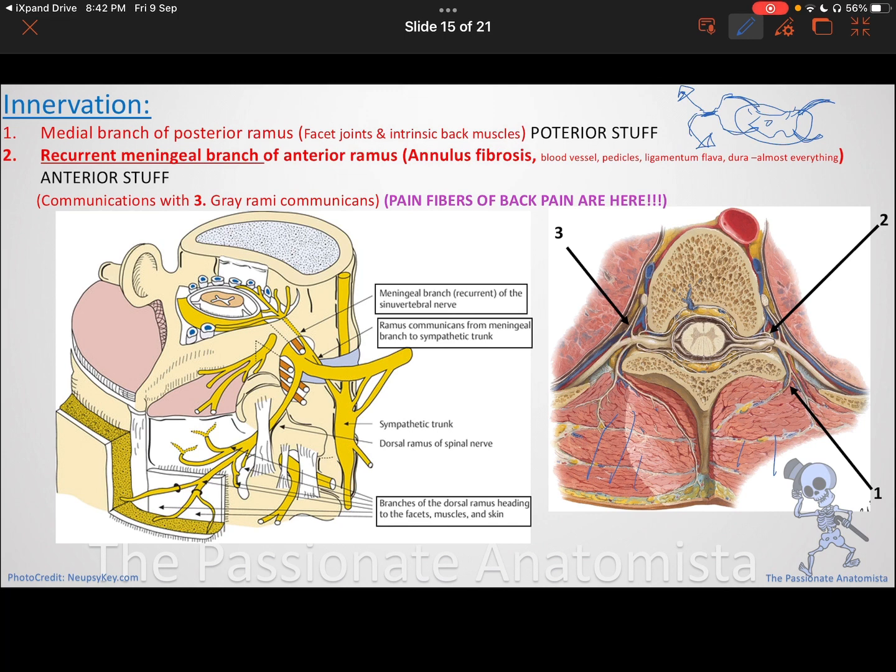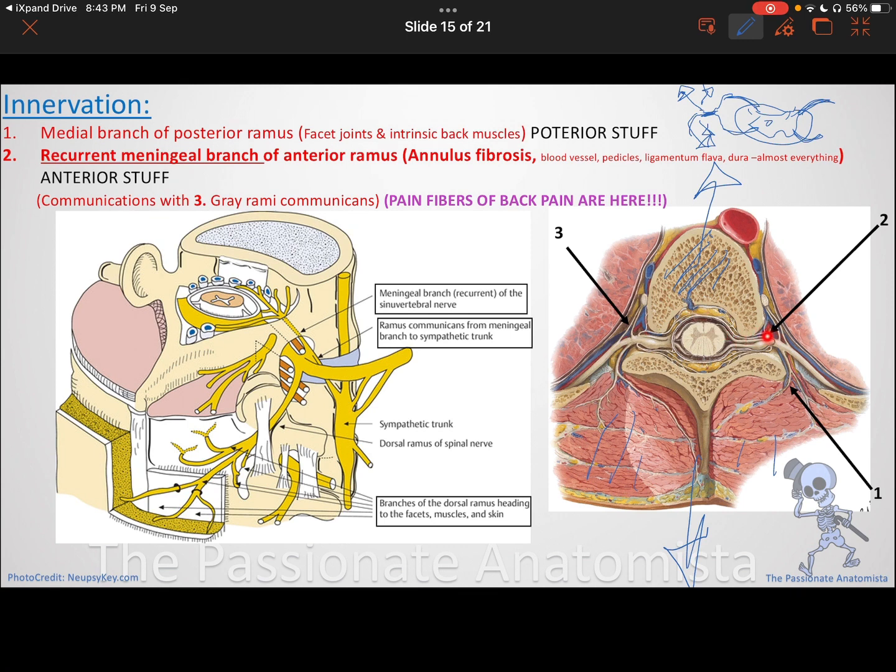Why am I mentioning this here? Because I want to tell you that, very simply, the innervation of the vertebral column is going to be a branch from the posterior ramus and from the anterior ramus. Okay? If you look at this, this is your vertebral body. It means this is anterior and this is posterior, right? So number two is an artery from the anterior ramus. It runs back because it wants to supply the spinal cord and the vertebra itself anteriorly.